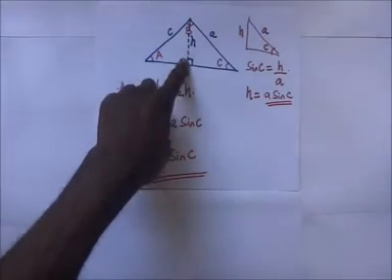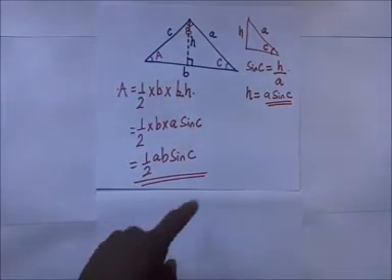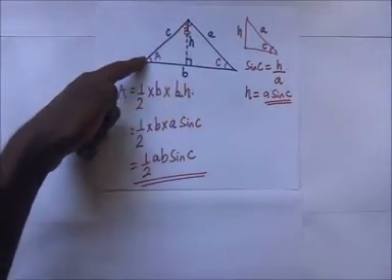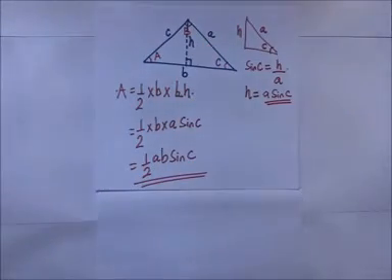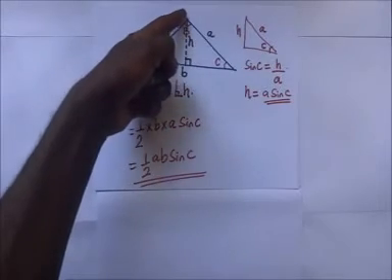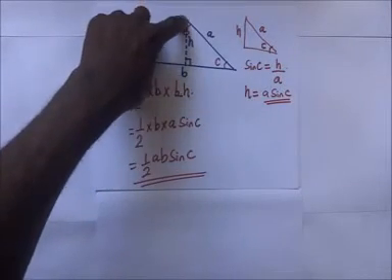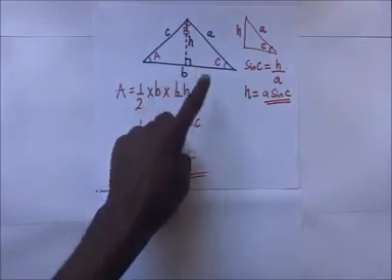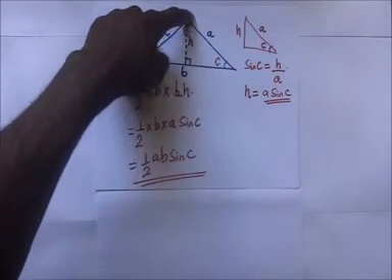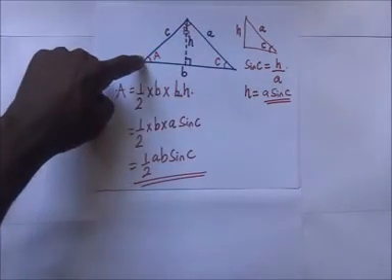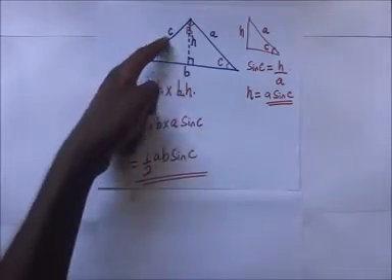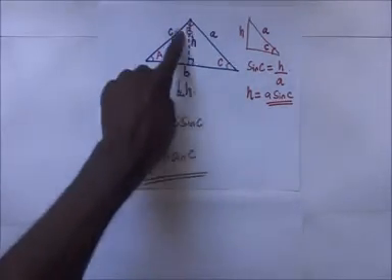Now we say that we can choose any base. We can use this line b to be our base, we can choose this line c to be our base, we can use this line a to be our base. If we use line b as our base, the perpendicular height will be dropped from this point downwards. What if we used a as our base? Of course, if we used a as our base, the perpendicular height will be dropped from this point there. Likewise, if we used c as our base, that perpendicular height will be dropped from point c.